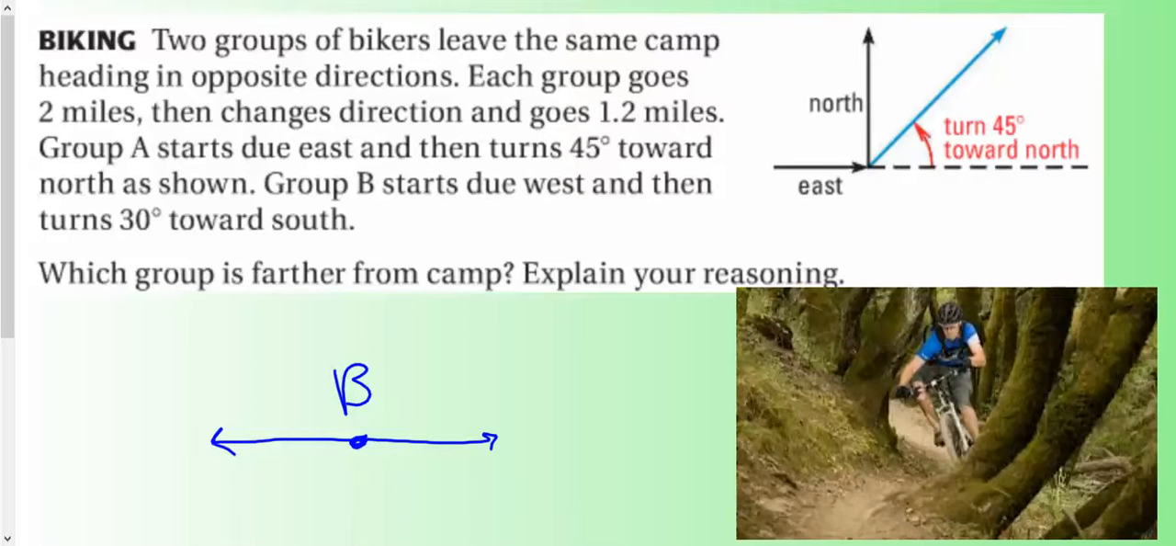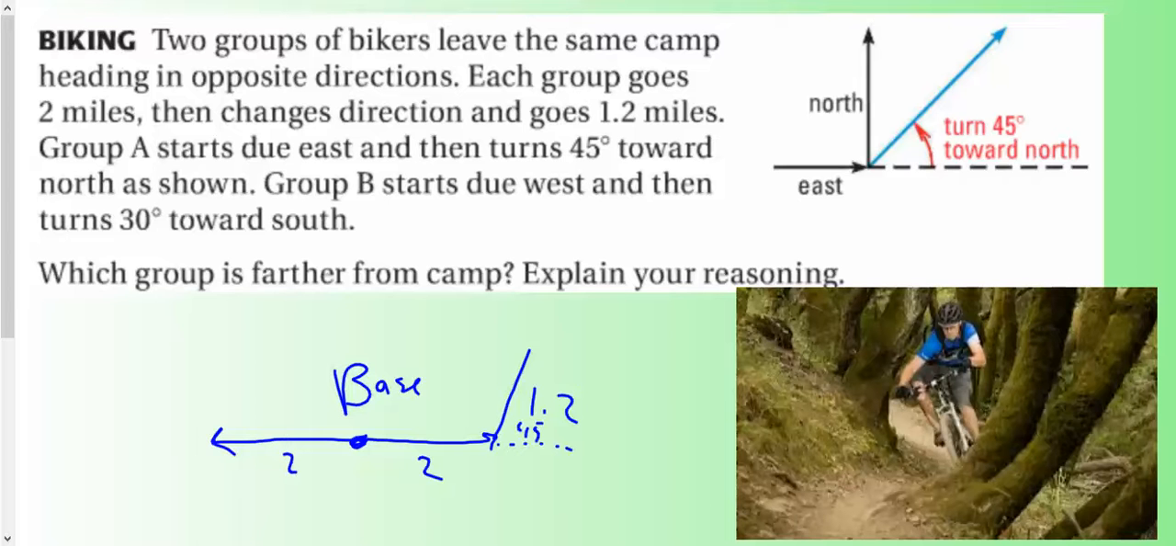Each group goes 2 miles, and then changes direction and goes 1.2 miles. So they're traveling a total of 3.2 miles. Group A starts due east. I should write this as base because we have Group A and Group B. So Group A goes east and then turns at a 45-degree angle towards the north, and then they go the 1.2 miles here. So this is 45 degrees.